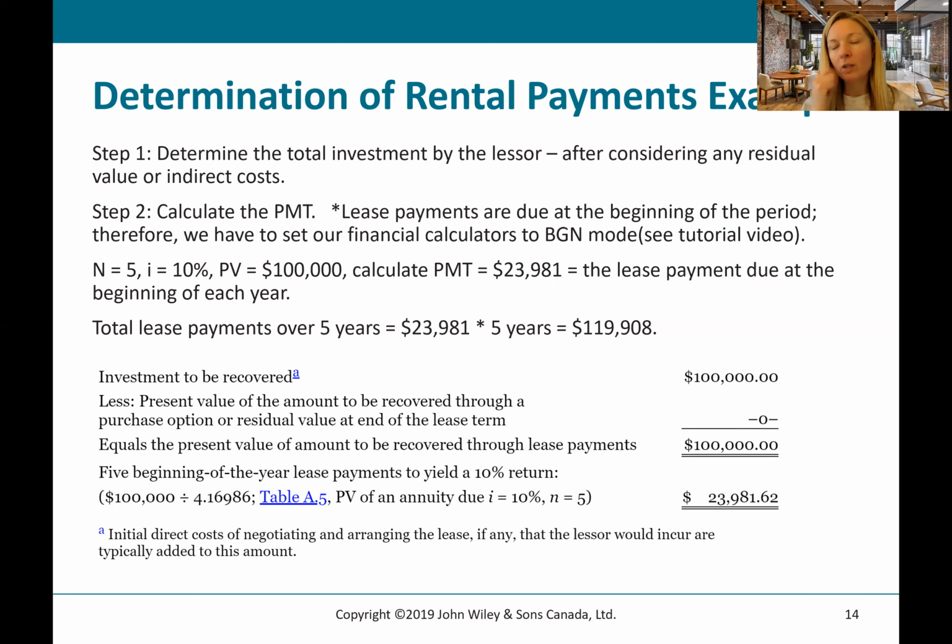Okay, if you want, you can pause this video here and just watch the quick tutorial video called setting our financial calculators to begin mode, because I'm not sure I gave the greatest overview there, but I'll do a better job in a video.